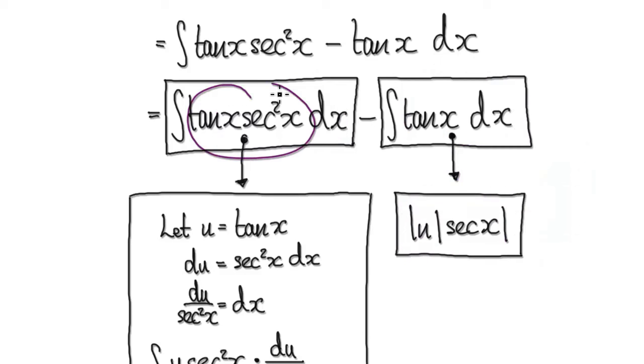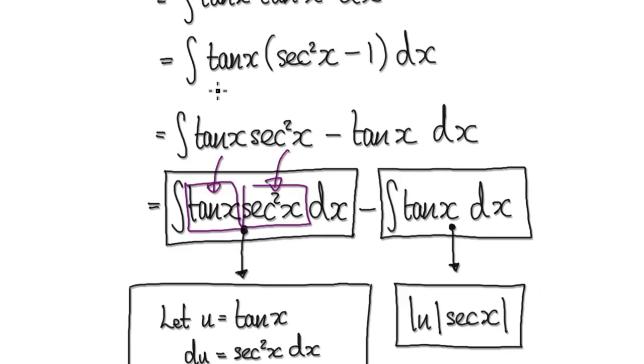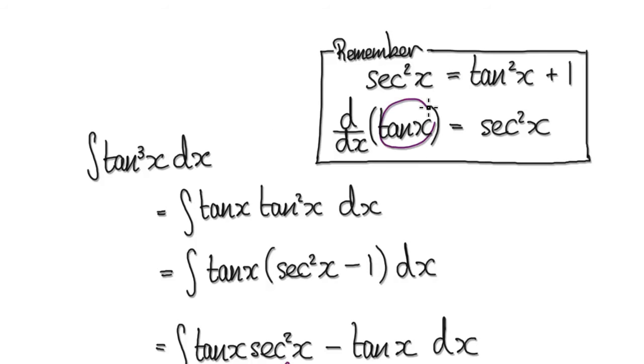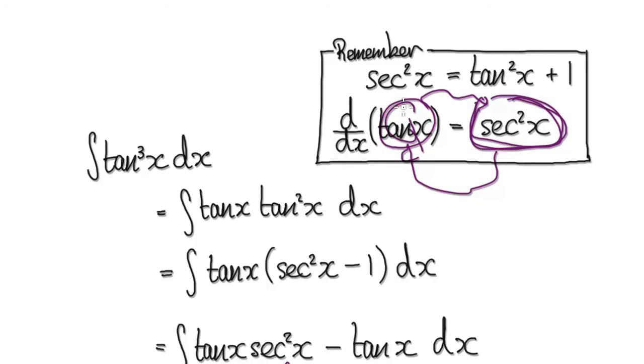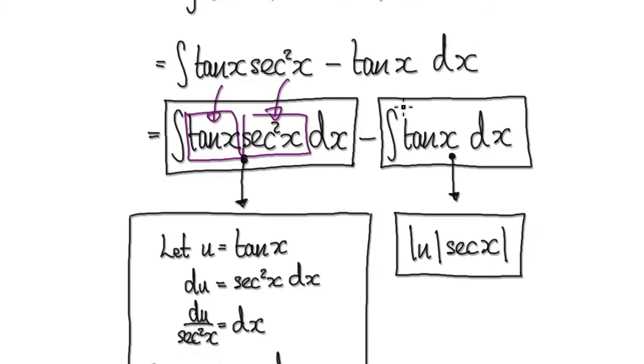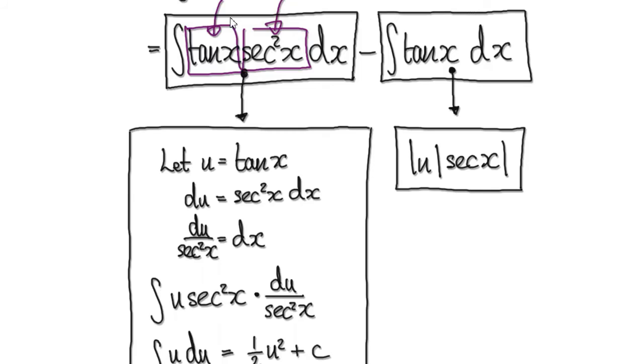Now looking at this, when you integrate, try to spot something being the exact derivative of another thing. So this block here is the exact derivative of tan, because if you look at this, hang on. If you differentiate tan, it will give you secant squared. So secant squared is the exact derivative of tan. So when it comes to integration, keep an eye out for something being the exact derivative of another thing. So this thing here is the exact derivative of another thing.